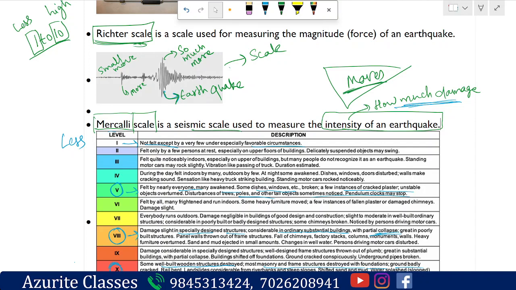Sir, most of the earthquakes happen in Japan, sir. That is a more prone area, right? Yeah, that is a more prone area.